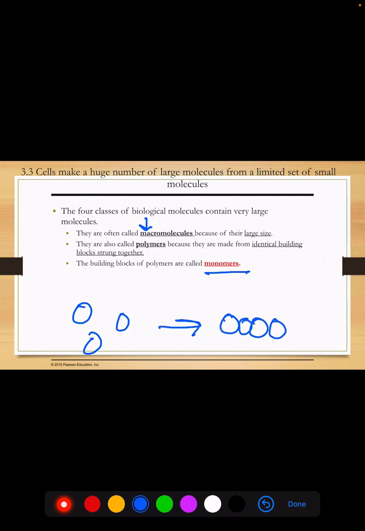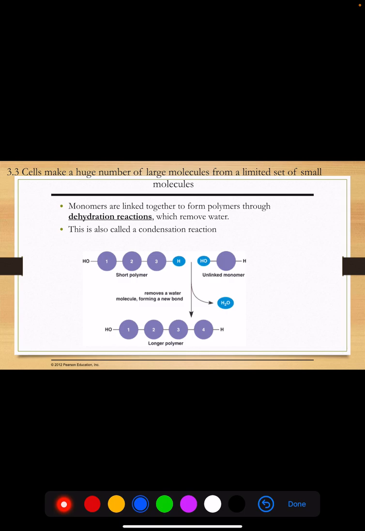So if we start with these monomer groups, we're going to bond them together, right? So these would be our monomers, and this would be our polymer. So it's made up of many units. So how do we do that? There are 2 different types of reactions we're going to talk about.